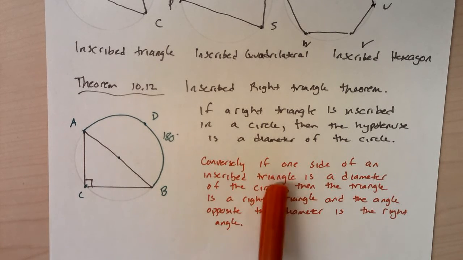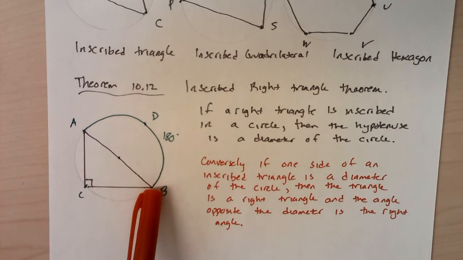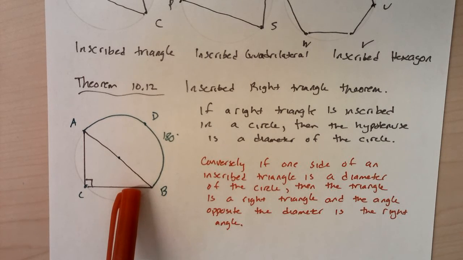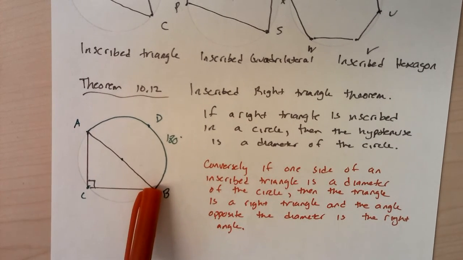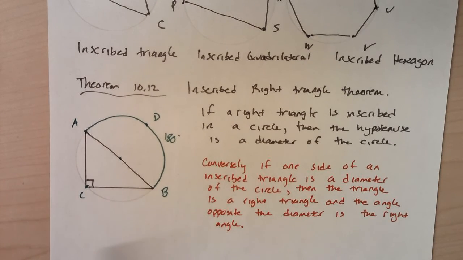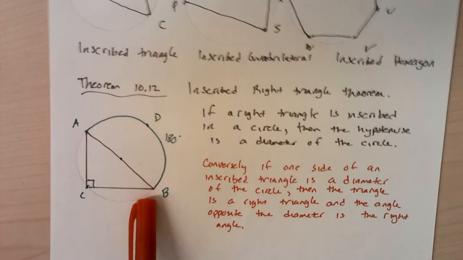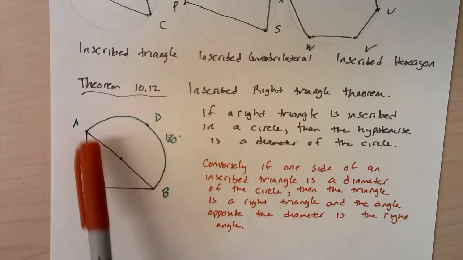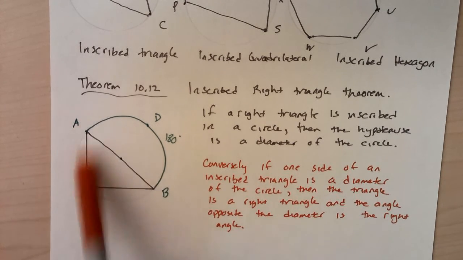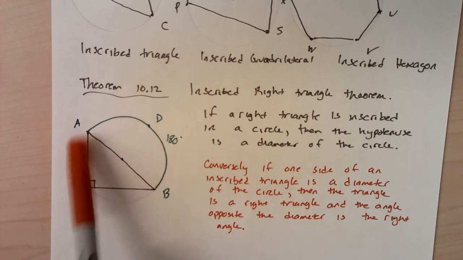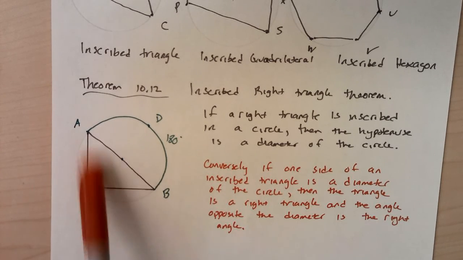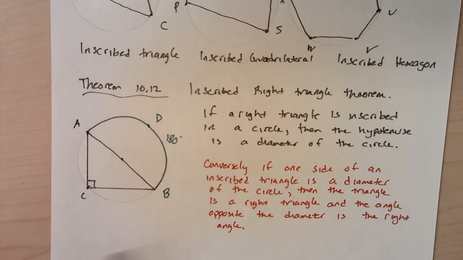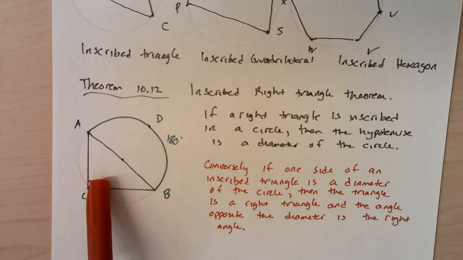But the converse of that is, if one side of a triangle, let's just say, without having to redraw this, you don't know that this triangle is a right triangle. If you know that one of the sides, in this case AB, is a diameter, then this has to be a right triangle, because the arc that the other angle, in this case C, intercepts, if this is a diameter, would have to be 180 degrees, and then the intercepted arc would have to be half of that, 90 degrees. So this angle would be the right angle.